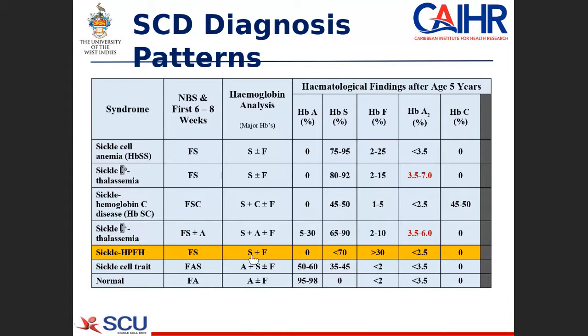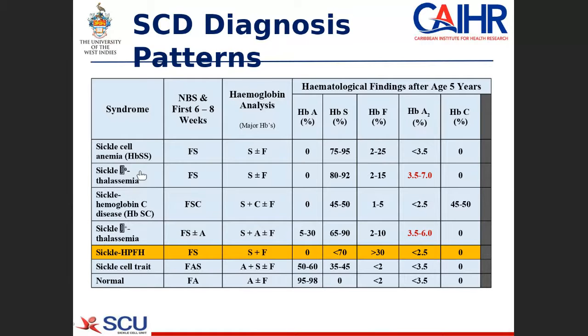And just again to highlight some of the common patterns that we see. Sickle cell anemia, which is SS. Remember, as I said, in the first 6 weeks of life, F and S. After that, you will see S plus or minus F, depending on how much of the F persists. And F levels can be anywhere from 2 to 5%.